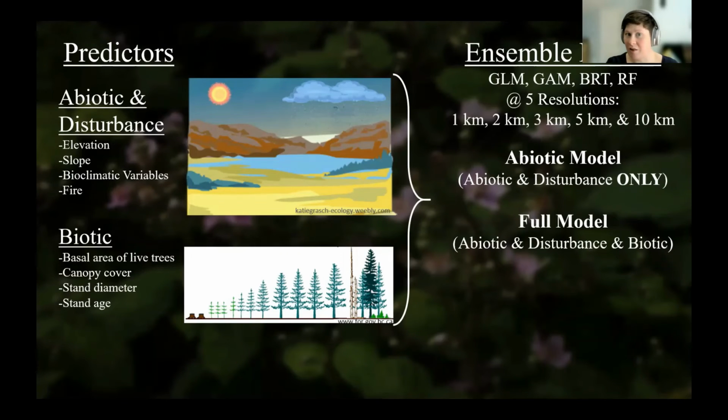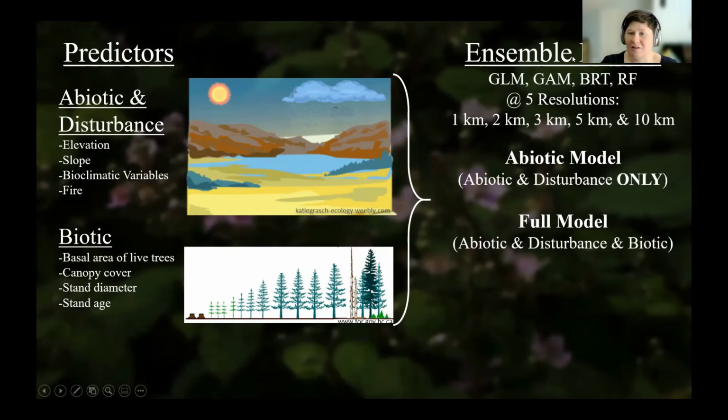And we also built these models using just the abiotic and disturbance predictors, what I'm going to be calling the abiotic model from here on out, and then all possible predictors, so abiotic, disturbance, and biotic. And I should say, we used the same number of predictors in every model. So any changes in model fit are not due to just increasing the number of predictors. It's actually how much the predictors are able to improve the model fit.